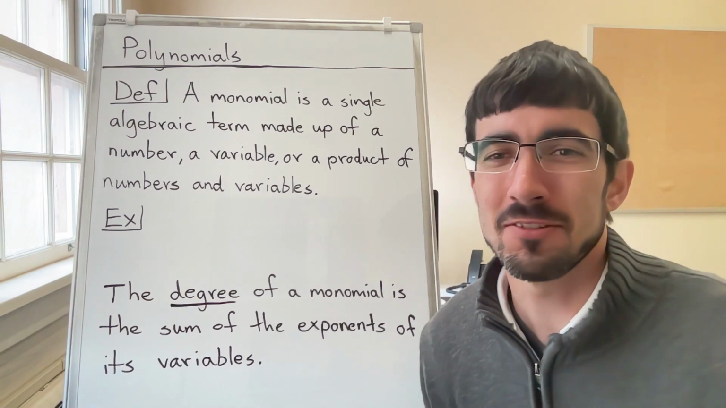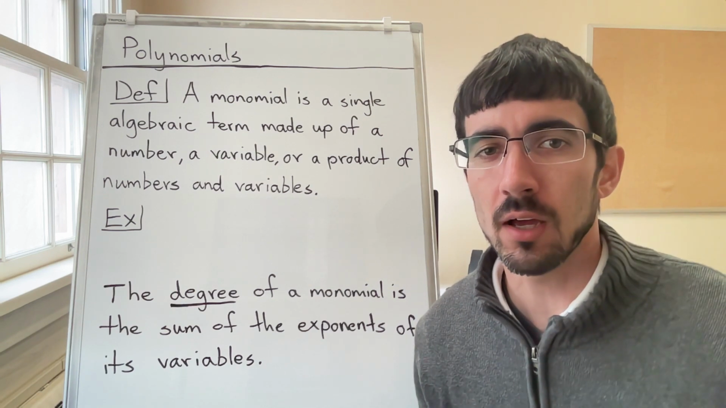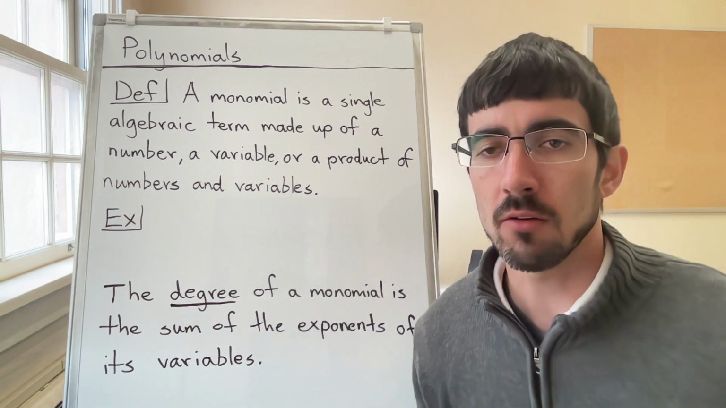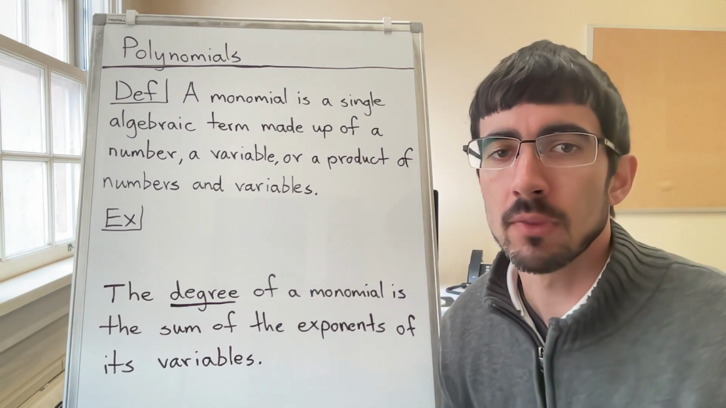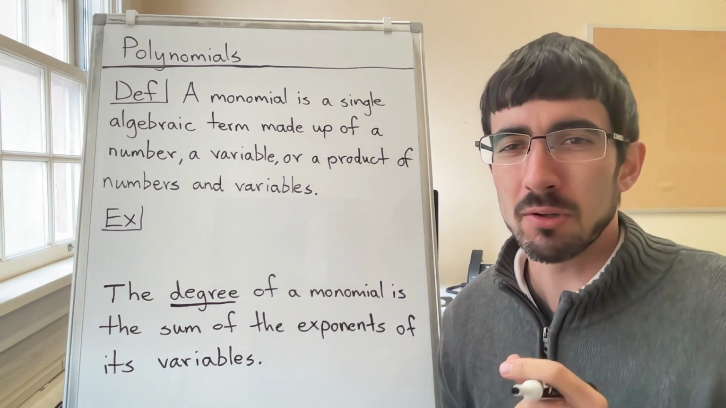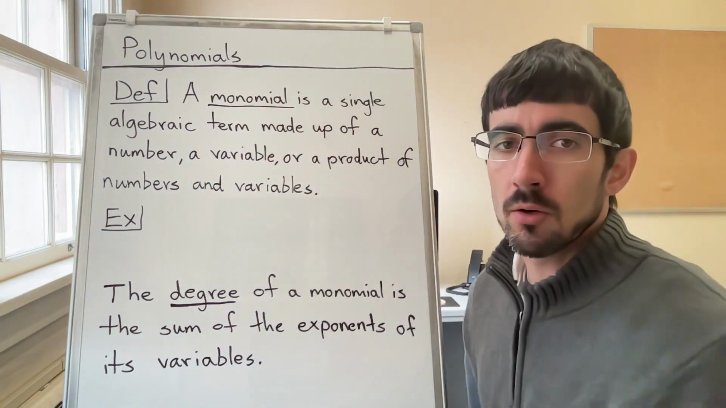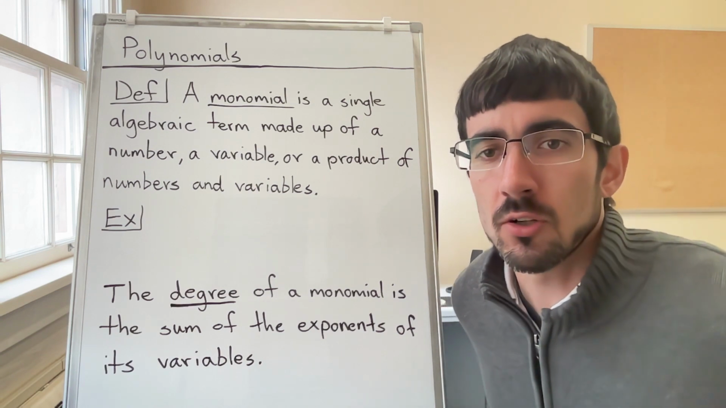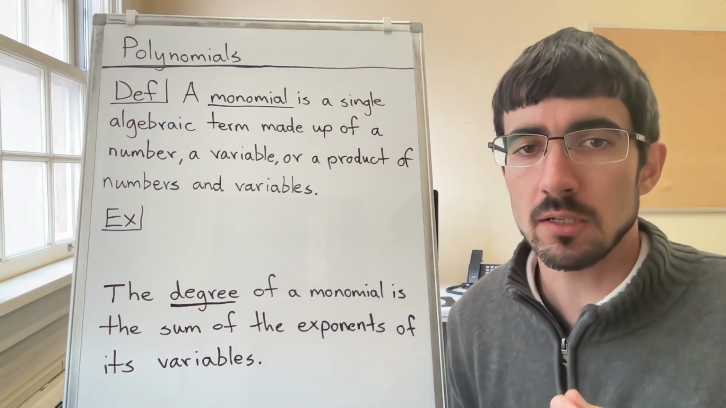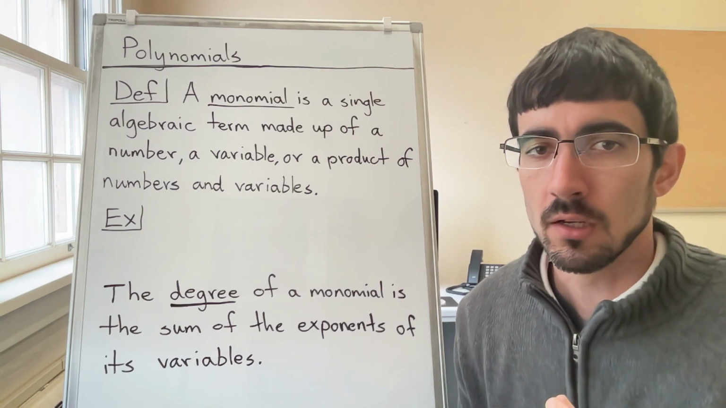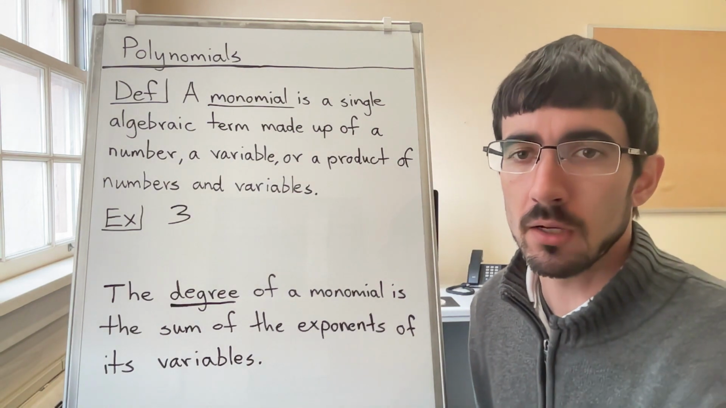In this video, I will introduce some vocabulary to help us begin to understand and describe polynomials, and then in future videos, we'll talk about operations with polynomials. So before I talk about polynomials, let me define a monomial. A monomial is a single algebraic term made up of a number, a variable, or a product of numbers and variables. So a single constant term, like the number 3, could be a monomial.